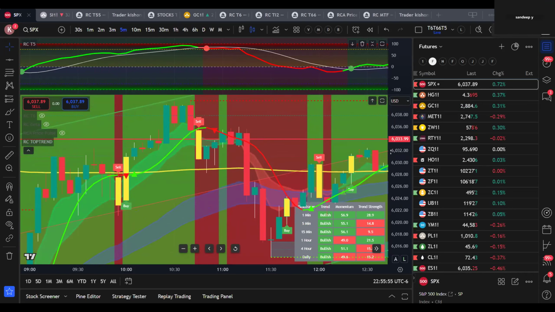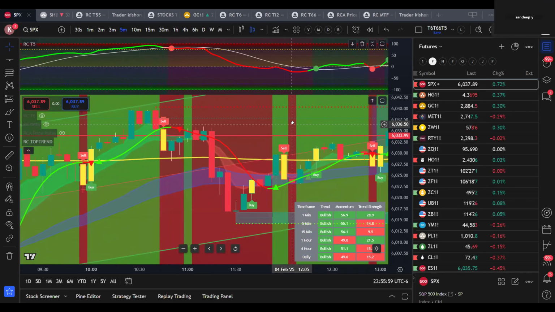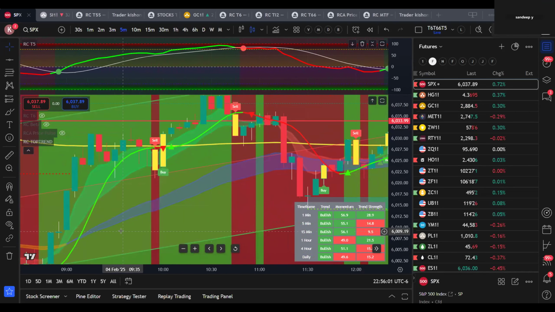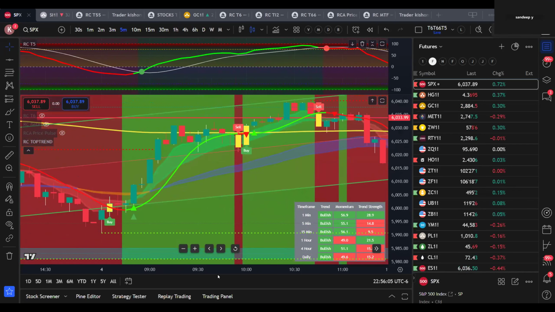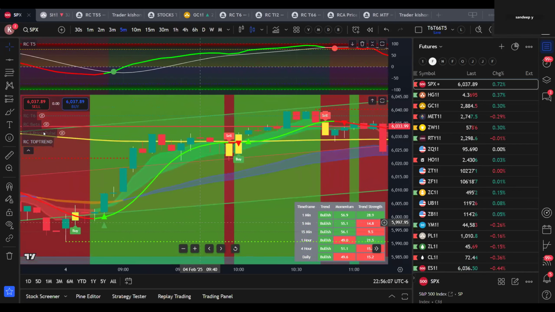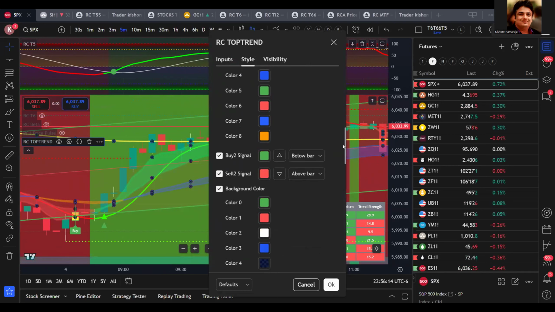Okay. I'm trying to get a good hang of this top trend, but that chart feels very cluttered to look at because there are so many colors, so many confluences. You can always change it. Whichever colors you want, you can change, like lighter colors or anything.